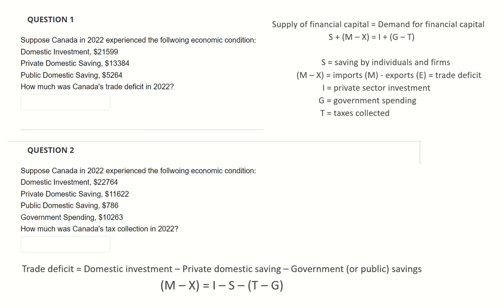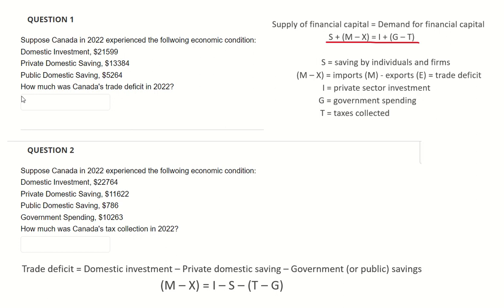Pretty much all the math questions in chapter 23 are related to one equation in the PowerPoint. I believe it's slide number 15. It's this equation here: S plus M minus X equals I plus G minus T. Over here it shows you what every variable is. So let's go over the questions.